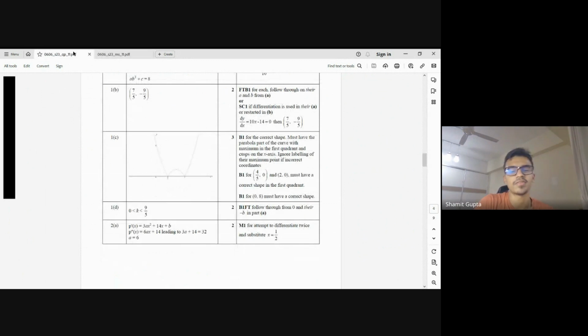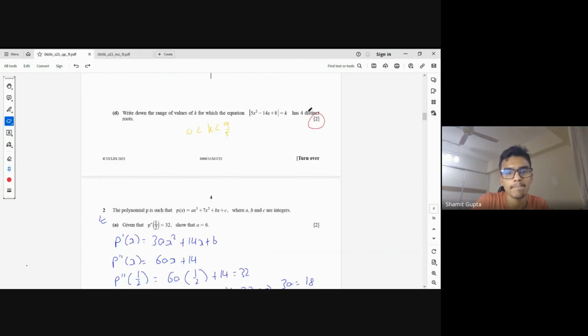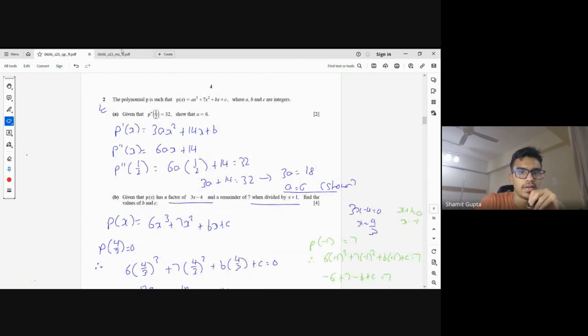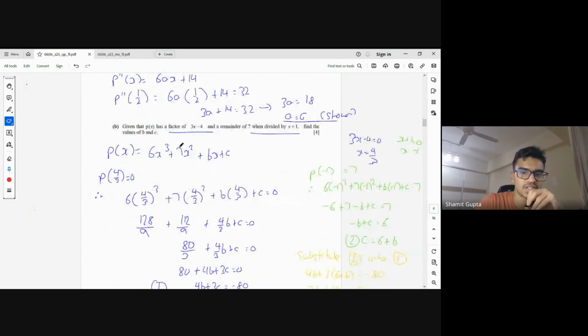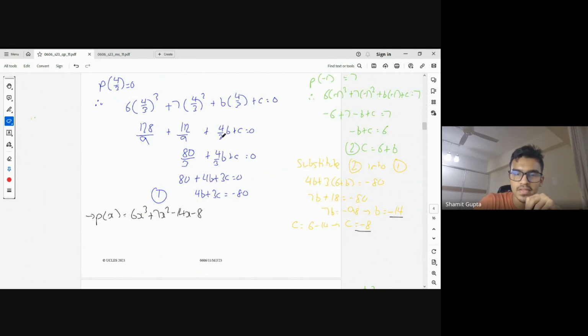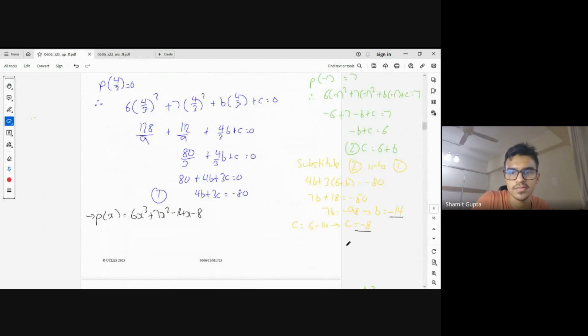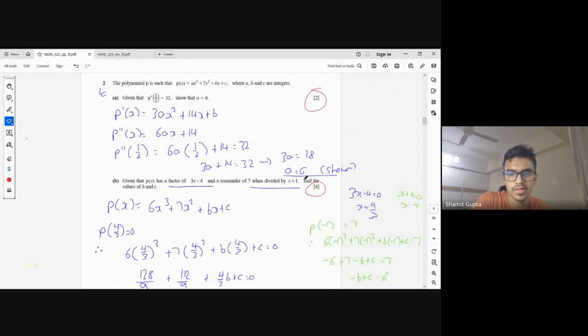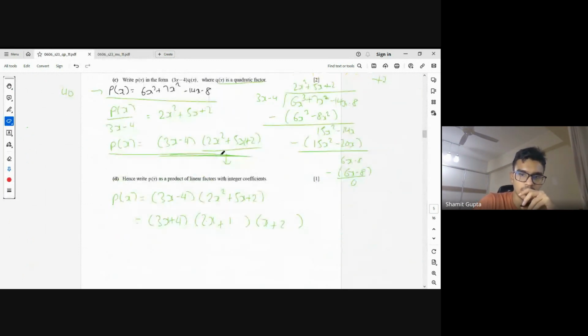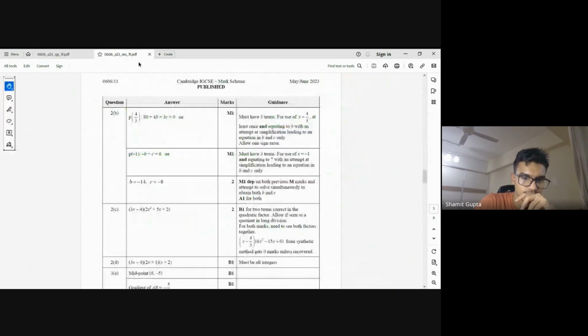0 to k to 905. Good. A is equal to 6, shown. So we've already got 2 marks. I'm not even going to check the mark scheme. B is equal to negative 14. C is equal to negative 8. Yes, 4 marks here. Q(x) should be 2x squared plus 5x plus 2.